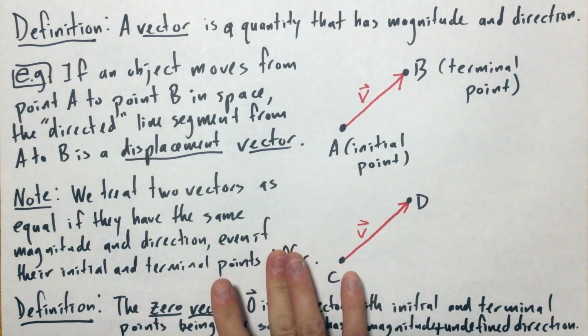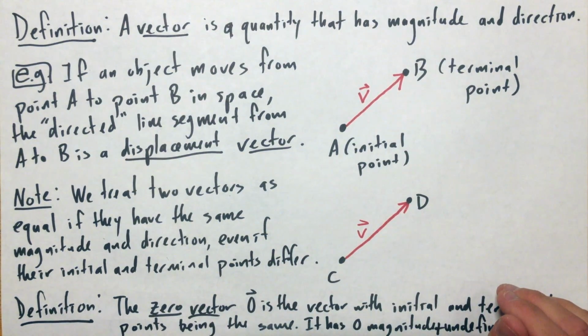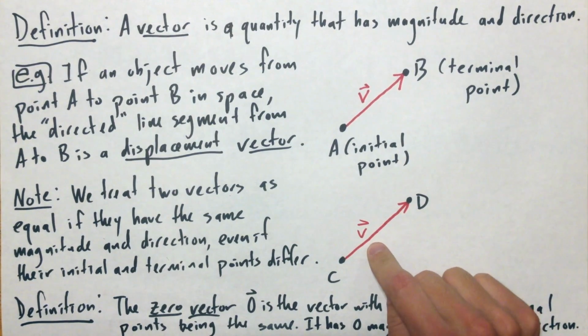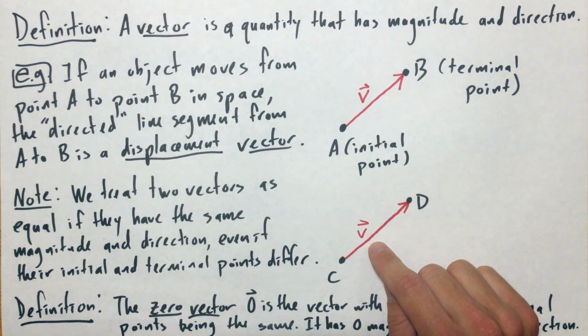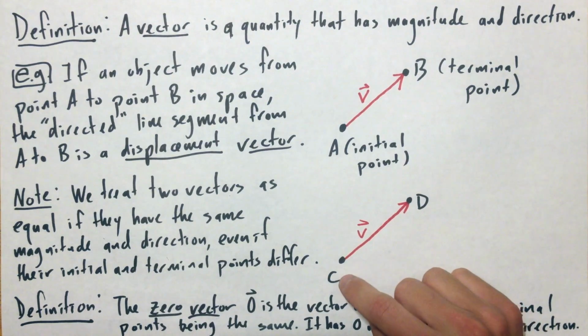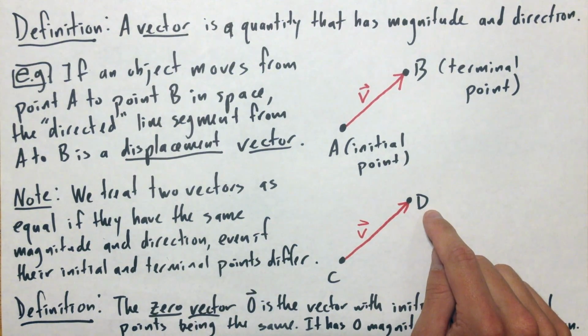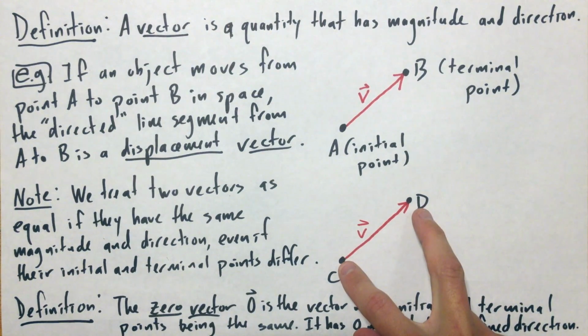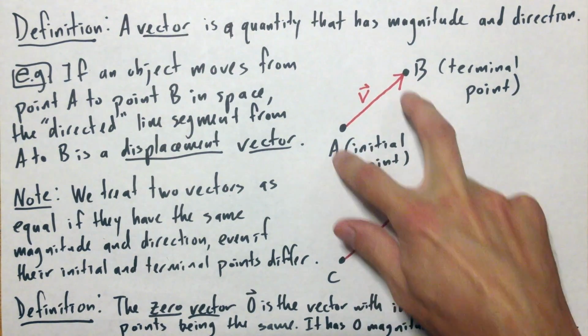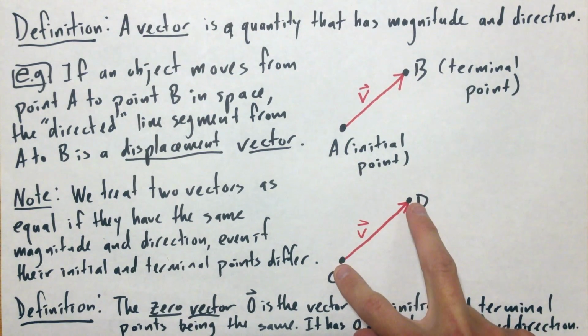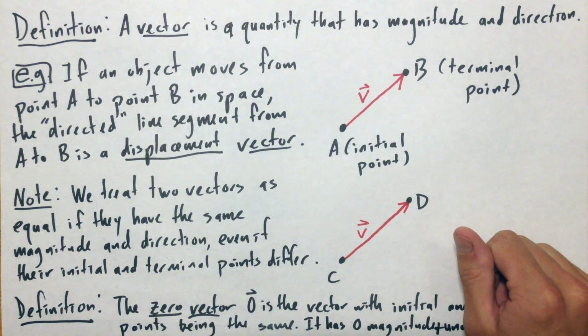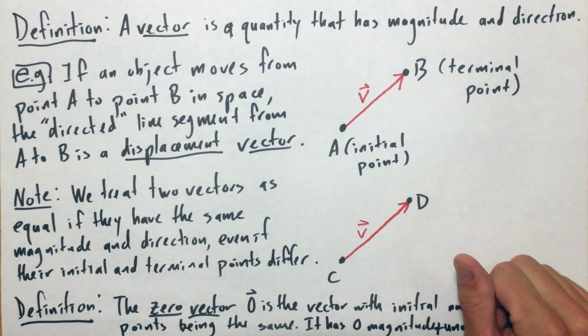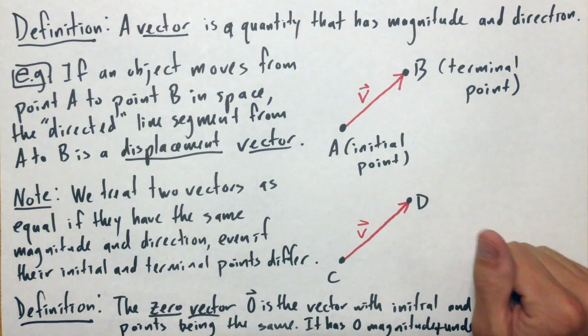Now note, we treat two vectors as equal if they have the same magnitude and direction, even if their initial and terminal points differ. So I've drawn another picture of the exact same vector V right over here. Its initial point is C, its terminal point is D, so it's not being represented in the same exact fashion as it is up here, but it's supposed to have the same magnitude, it has the same direction, it's the same vector. So a vector doesn't care about where exactly you start or end.